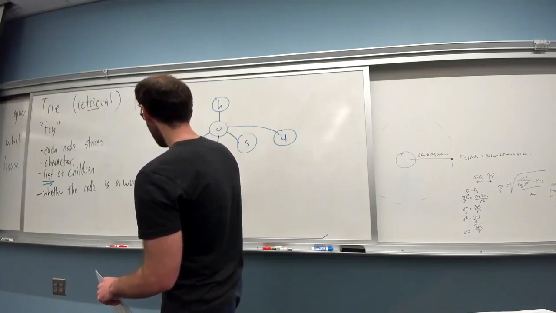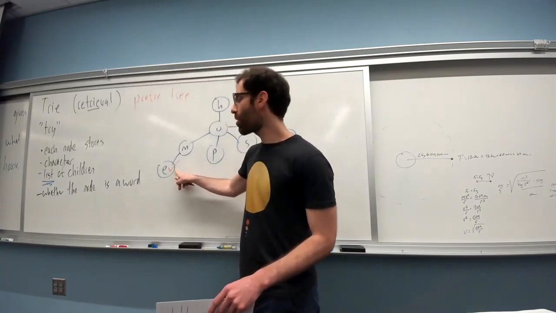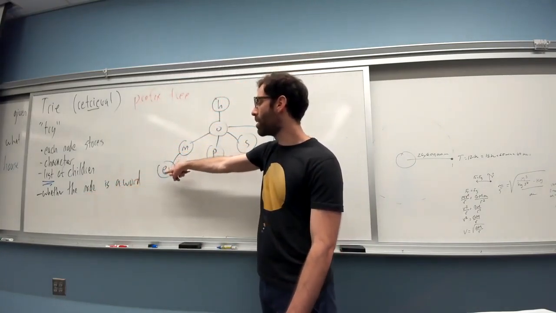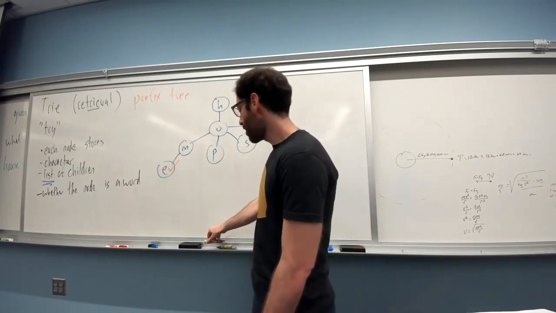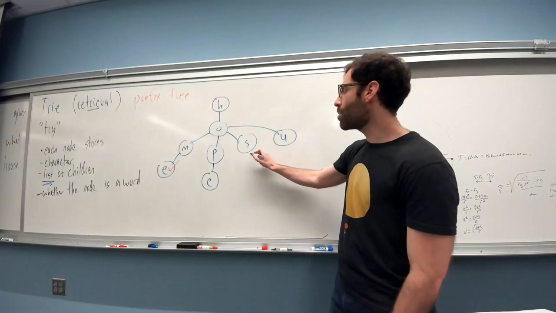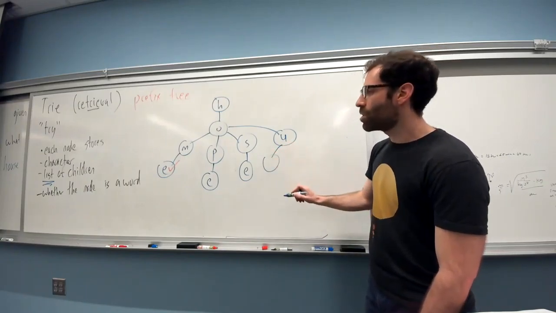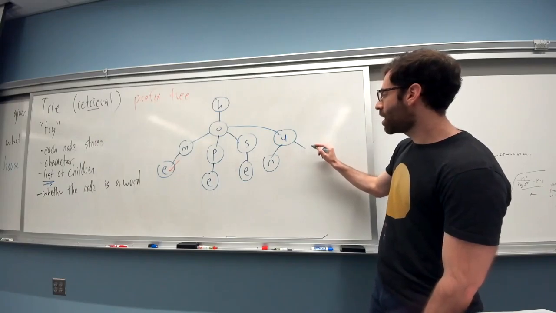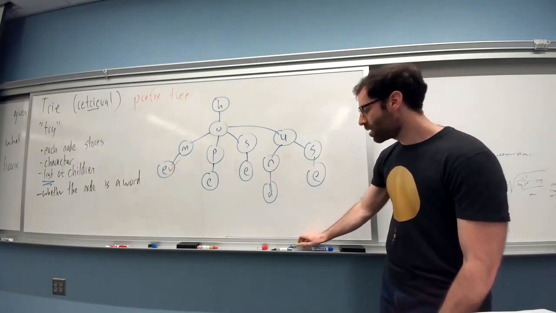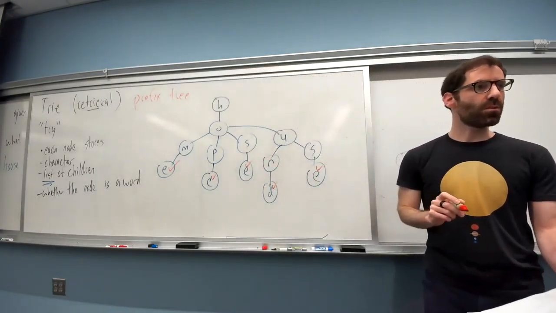And M has E. And I'll represent with a red check mark: we will mark the node E as saying this is a word, because it is the end of the word H-O-M-E. Our word P has an E come after it in hope. S has an E come after it in hose. U, we have hound and house. And all of these leaves would be marked with, yes, this is a word.